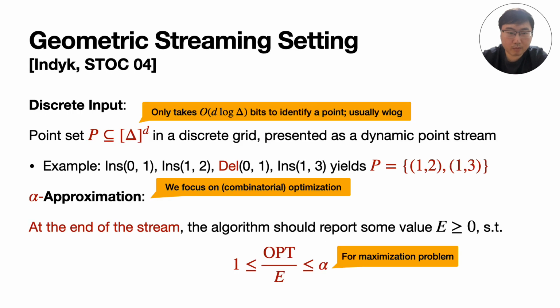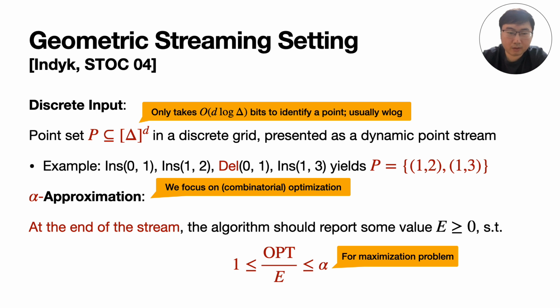We consider the geometric streaming setting for the max cut problem. This setting was first introduced by Indyk in 2004. In this setting, the input is a set of points in a discrete grid in d dimensions. This is basically to make sure we can store the points efficiently in low space. And the points are presented as a stream of insertions or deletions.